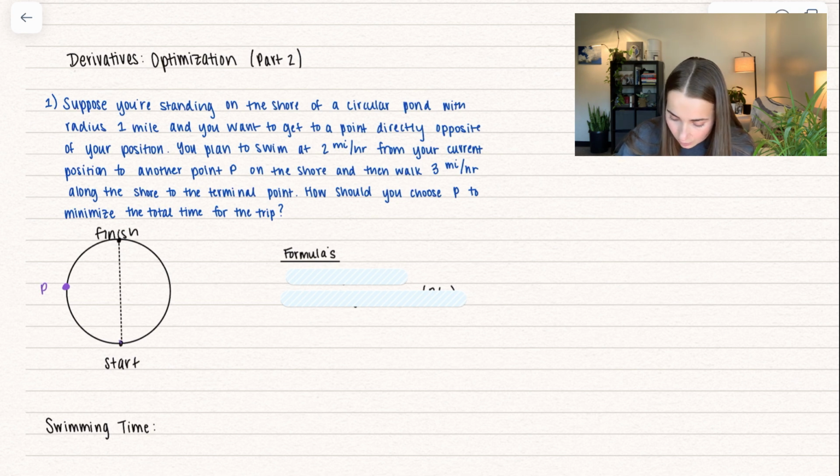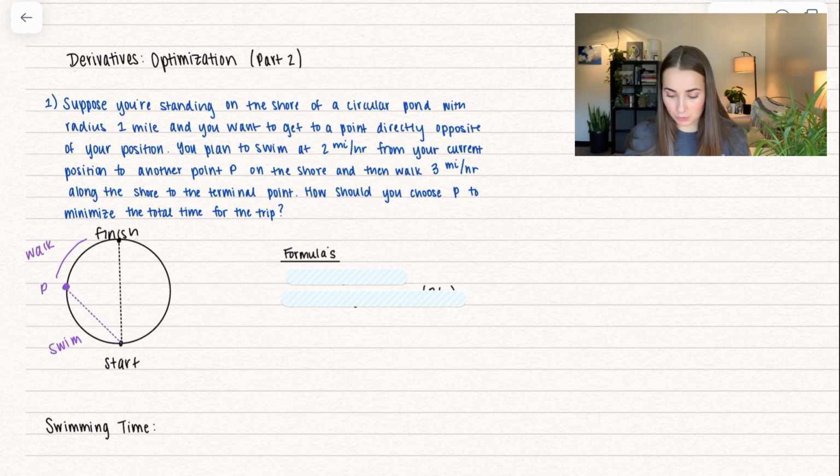So first she's going to swim there. She's going to swim directly across. And then once she gets to the shore, she's going to walk the rest of this distance. So she's going to walk to the finish. We want to choose P, this point, so that the amount of time it takes is super short, because they swim and walk at different rates. So there are some formulas that we need to have.